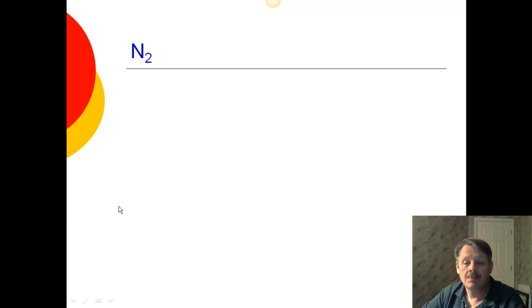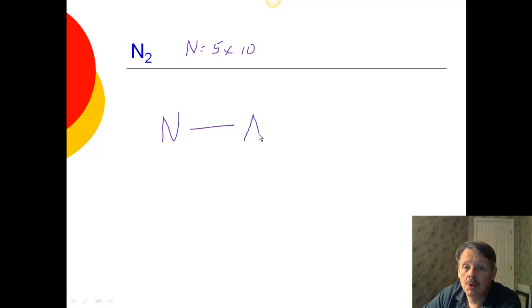All right, how about N2? Go ahead and give it a shot. See if you can do it. All right, N is in group 5, but there are 2 of them, so that's a total of 10. So what I do is I come up with nitrogen here, and I put a bond to another nitrogen. Now notice, what's your central atom? Well, there isn't really one. You just have to have nitrogen bonded to nitrogen.